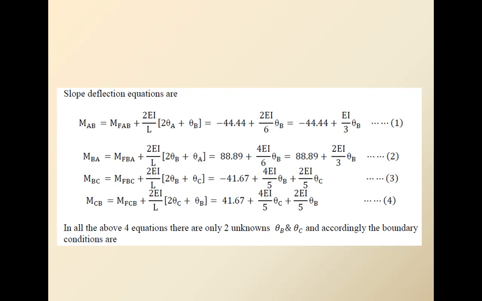So while writing the equation, you should write 2 times theta B and 1 times theta A. Similarly, for MBC, B is the near end, C is the far end, so we have 2 times theta B and 1 times theta C. Similarly, for MCB, 2 times theta C plus theta B. Then you eliminate all the known rotations.